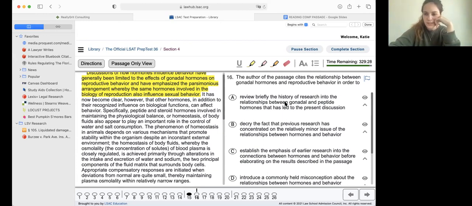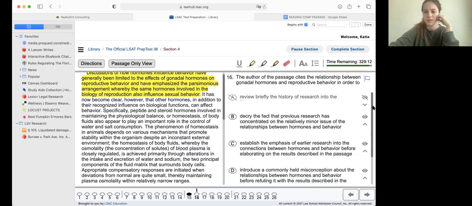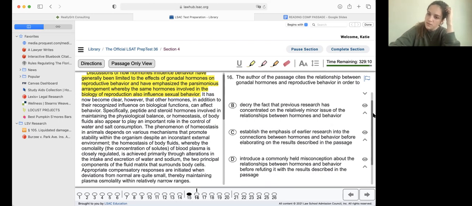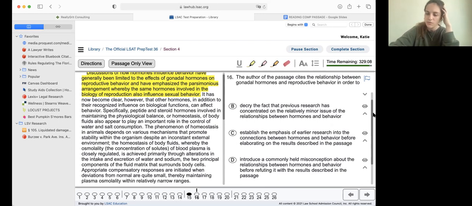Review briefly the history of research into the relationship between gonadal and peptide hormones that has led. This looks really good, but we get to peptide hormones, and we don't talk about peptide hormones up here. Peptide is the new thing we're discussing, so that just doesn't happen. Decry the fact that previous research has concentrated on the relatively minor issue of the relationships between hormones and behavior.